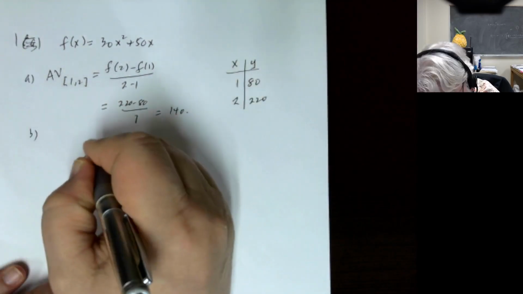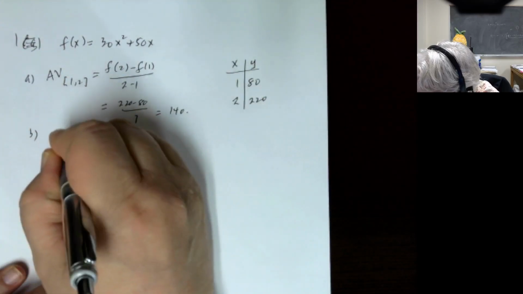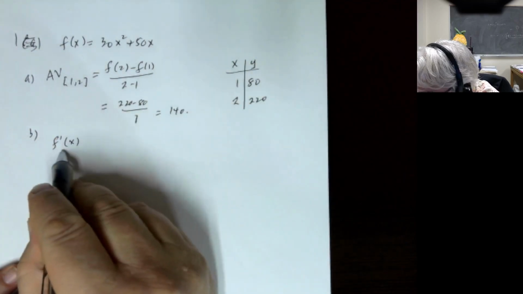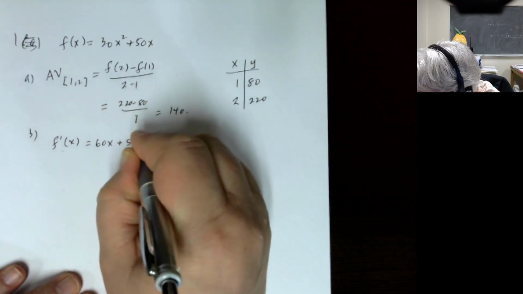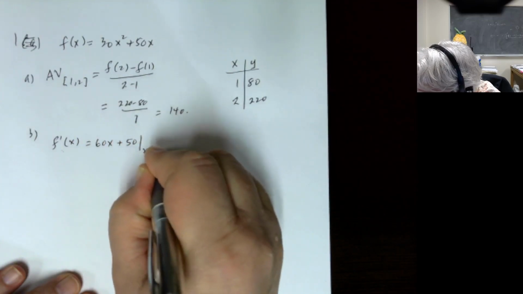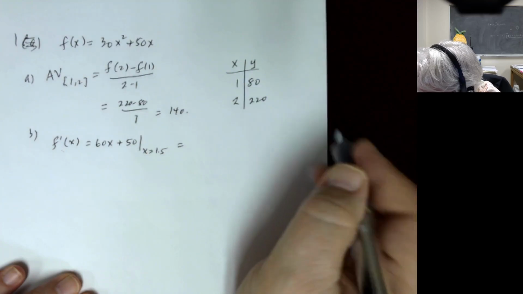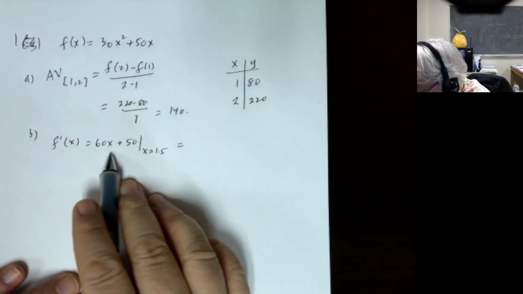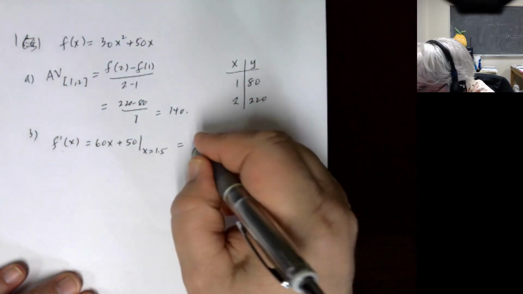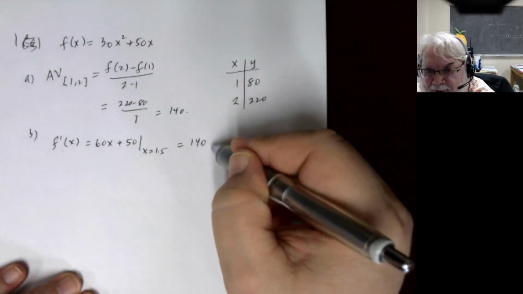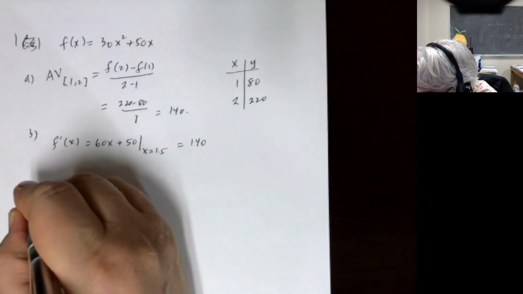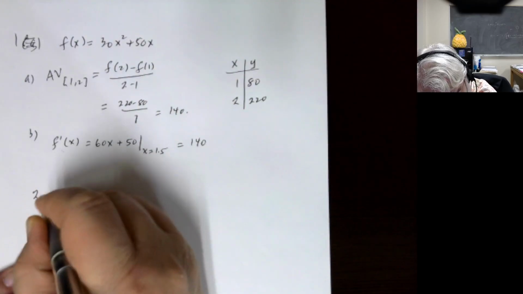Okay, for part B, the instantaneous rate of change is given by the derivative. So that's going to be 60x plus 50, and we want to evaluate that at time 1.5. If I evaluate that at 1.5, I get 90 plus 50, which is 140. Okay, so in this case, they happen to be the same. Okay, let's see, number 2.